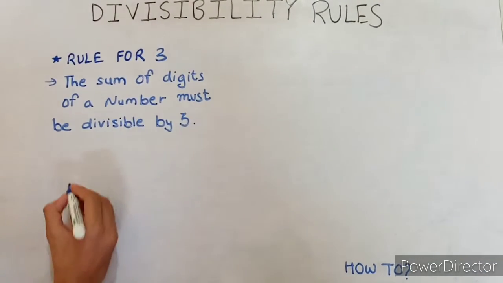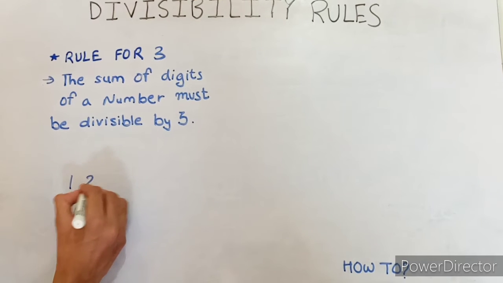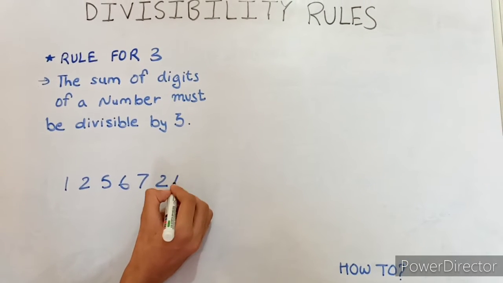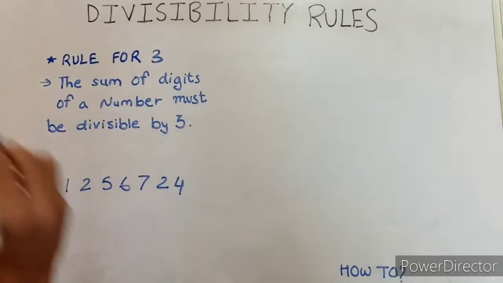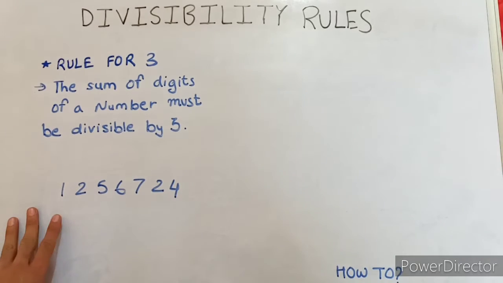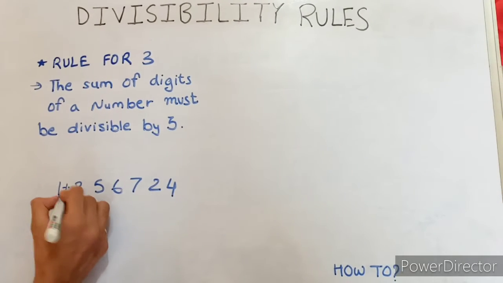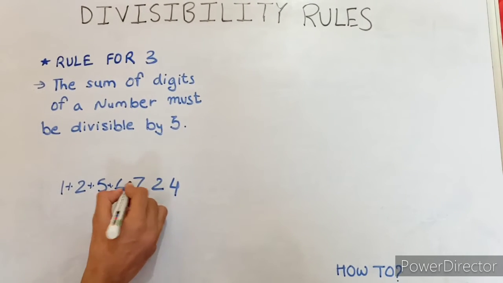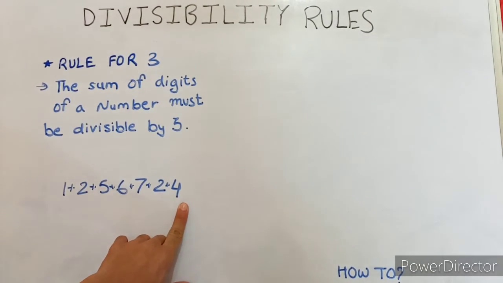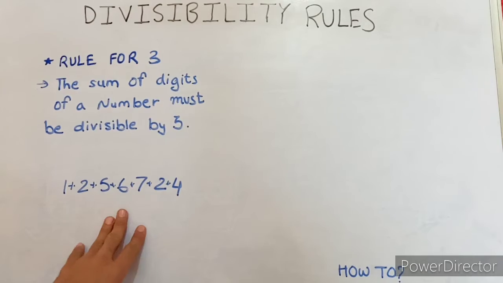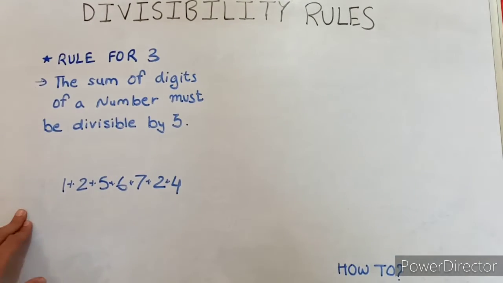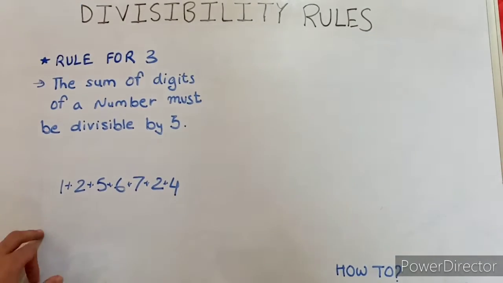Let's take a number: 1, 2, 5, 6, 7, 2, 4. Okay, so now we have taken a number. Now first, what we have to do is add all of the digits. When we add all of the digits, then the answer will come, and if the answer is divisible by 3, then this whole number is divisible by 3.